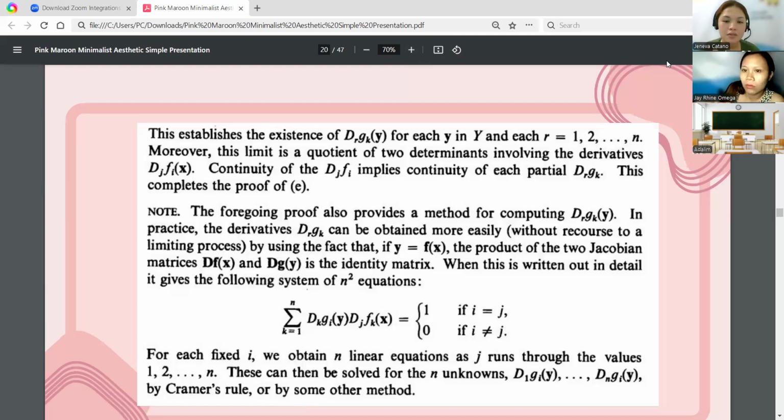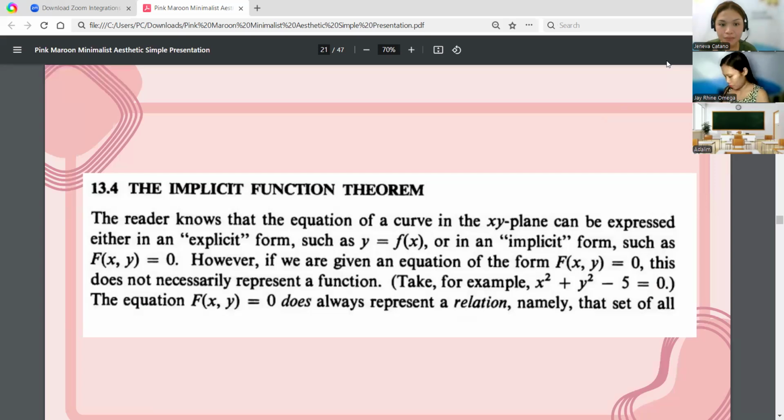The summation over k from 1 to n of d_k g_i of y times d_j f_k of x is equal to this one. Okay, so I don't know how to exactly read this one because I am not really good at reading the mathematical symbols. So for each fixed i, we obtain n linear equations as j runs through the values 1, 2, up to n. Okay, so this can be solved for the n unknowns d_k g_i.